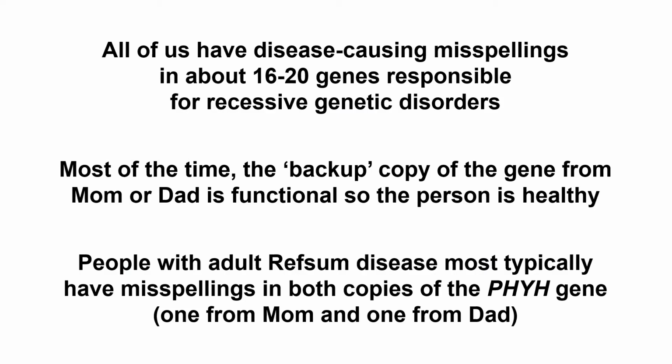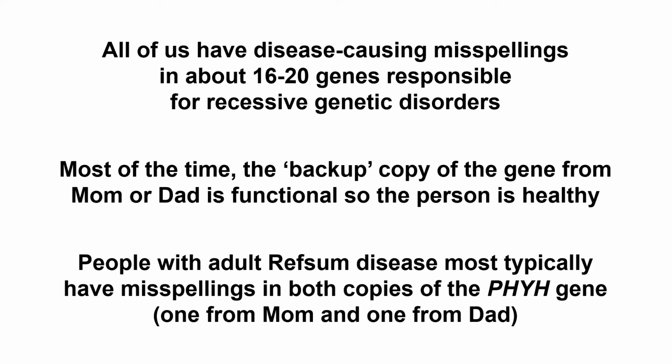So really the focus of this talk has to deal with some disease-causing misspellings in a person's DNA. And it's important to note that all of us have disease-causing misspellings in about 16 to 20 genes responsible for recessive genetic disorders. And most of the time, the backup copy of the gene from mom or dad is functional, so the person is healthy. And in people with adult Refsum disease, most typically, they will have misspellings in both copies of the PHYH gene, one that they inherited from their mom and one that they inherited from their dad.